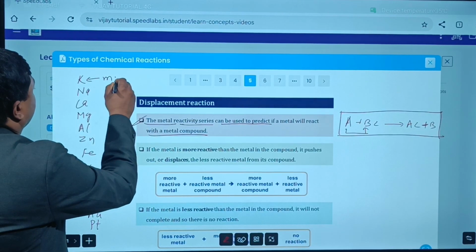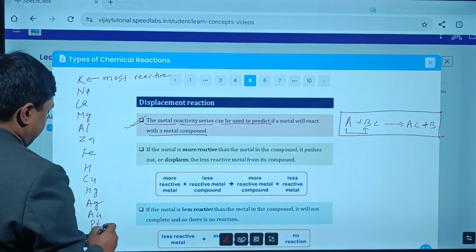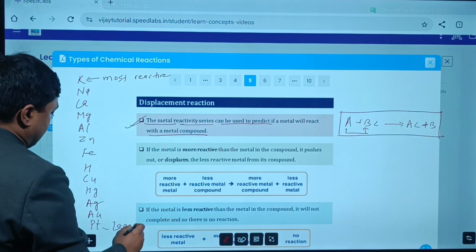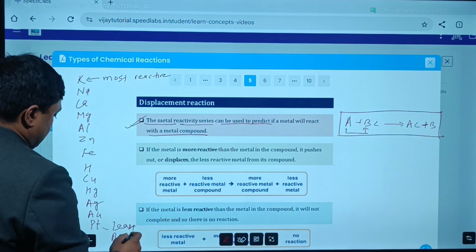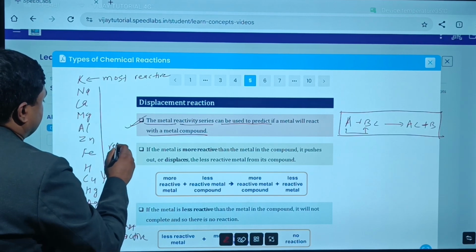This is the most reactive, and platinum is the least reactive, and from top to bottom reactivity decreases.